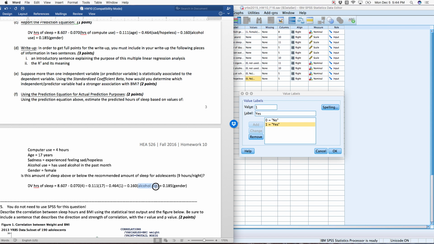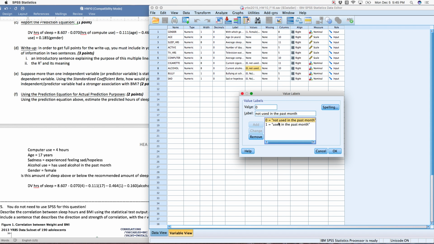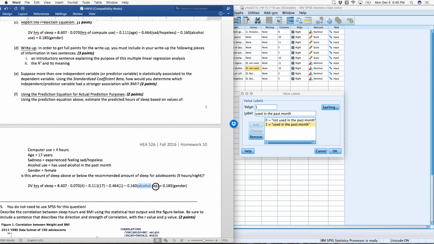For alcohol use, we're going to do the same thing. So they said yes, they have used alcohol in the past month. So let's look at our data set, the original one, and see what that would mean. So 0 would mean they didn't use it in the past month, and 1 would mean that they did. So now, what does that mean? Our alcohol use would be here. 1.